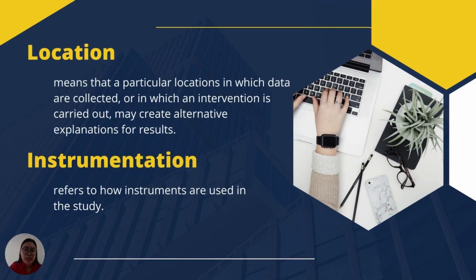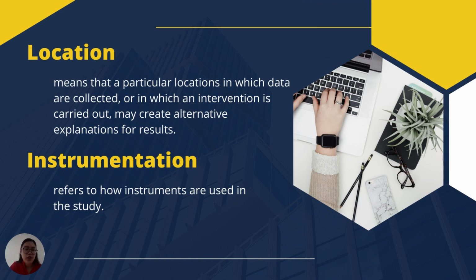So the third threat is the location threat. This means that a particular location in which data are collected or in which an intervention is carried out may create alternative explanations for our results. With the same example, the place where the students are doing modular learning may have more resources available to them than in the classrooms where students are taught by lecture or discussion.